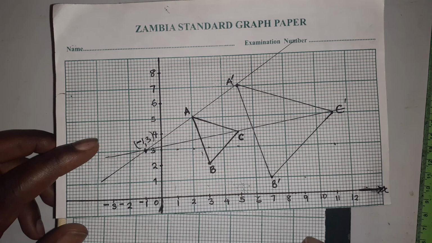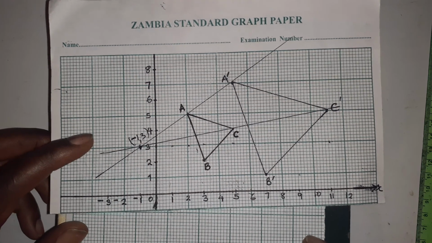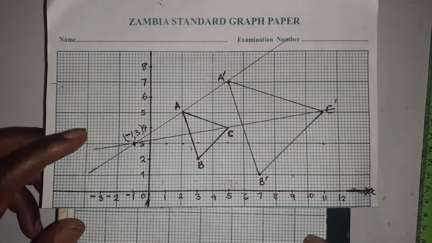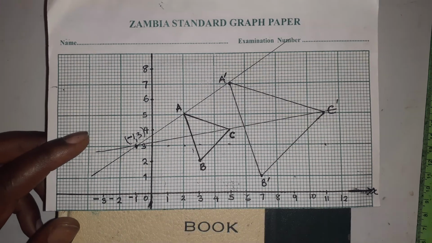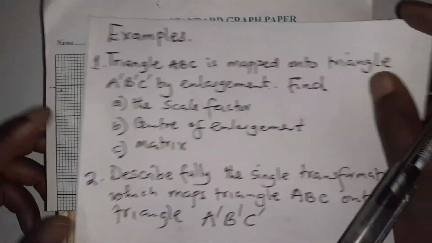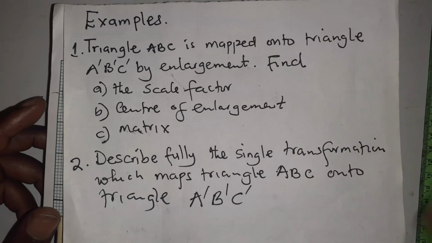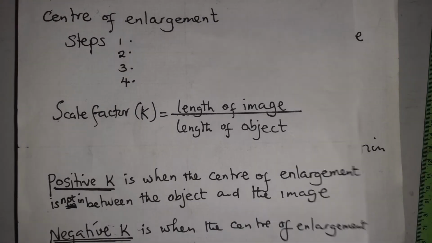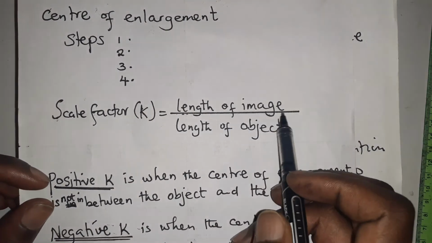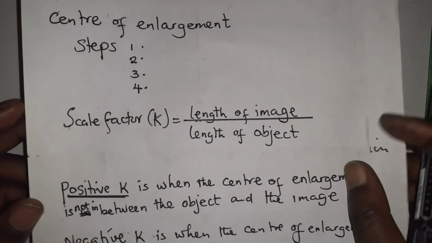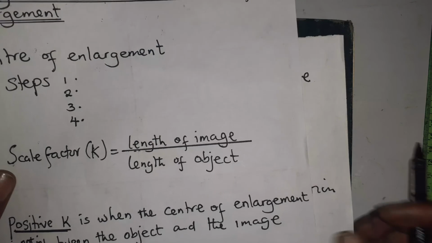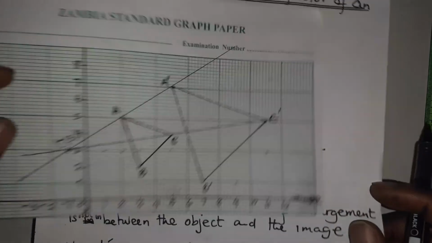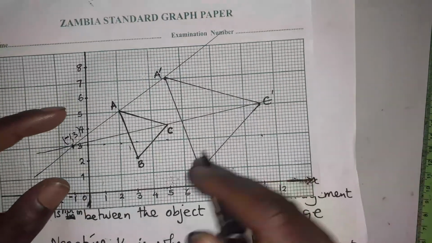The second point now is the scale factor. And you remember the formula there. What is the scale factor? We had the formula, isn't it? What is our formula? Length of the image over length of the object. So let's go by this formula. The image is this one.